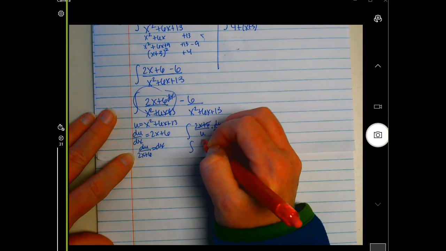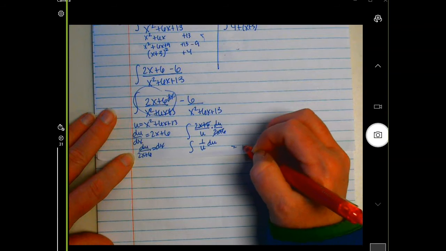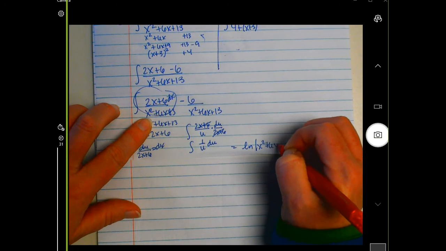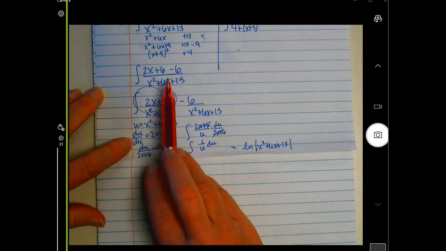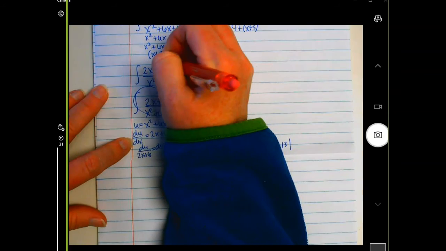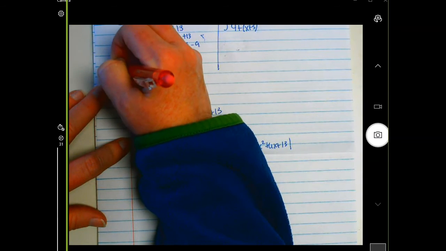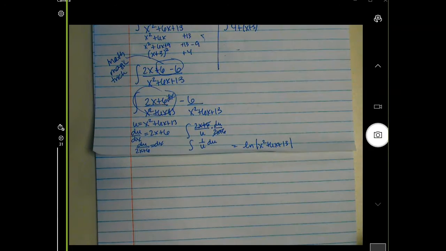I have the integral of 1 over u du, which equals the natural log of the absolute value of u, which is x squared plus 6x plus 13. So this part where you add these two, this is like a math magic trick. And with practice, you would come up with it.